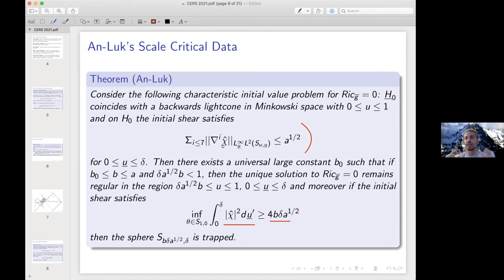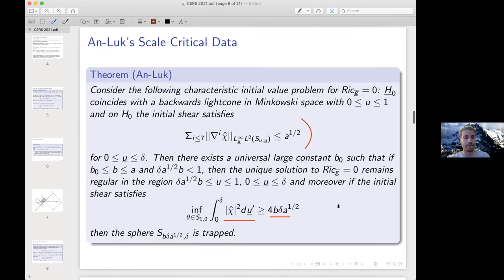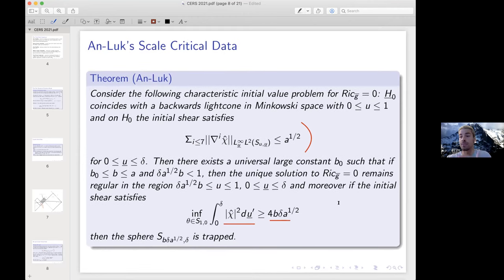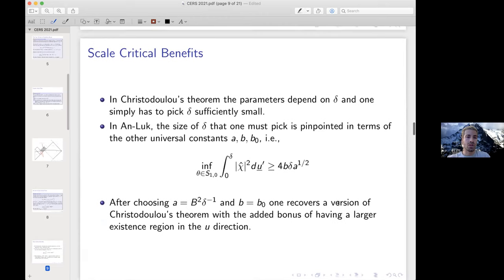This is quantitative. This is saying, if the initial data is like this, then I need to choose my delta like this, and if I have parameters A and B like that, then everything works. So you can think of it as a kind of quantitative version of Christodoulou's result, because of this precise dependence on the parameters. So this is what this slide is saying. In the Christodoulou result, you just have to pick delta sufficiently small. You have no idea how big delta needs to be.